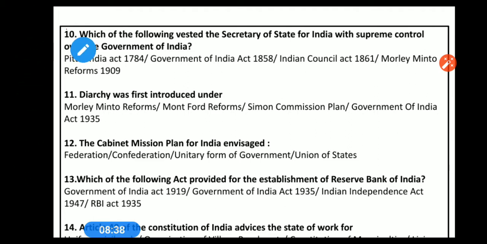Which of the following vested the Secretary of State for India with supreme control over the government of India? Pitt's India Act 1784, the Government of India Act 1858, the Indian Councils Act 1861, and Morley-Minto Reforms 1909.